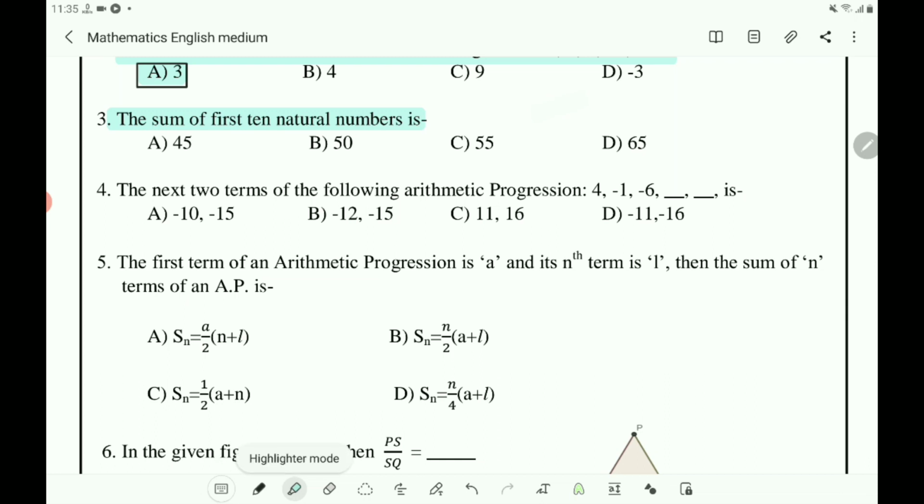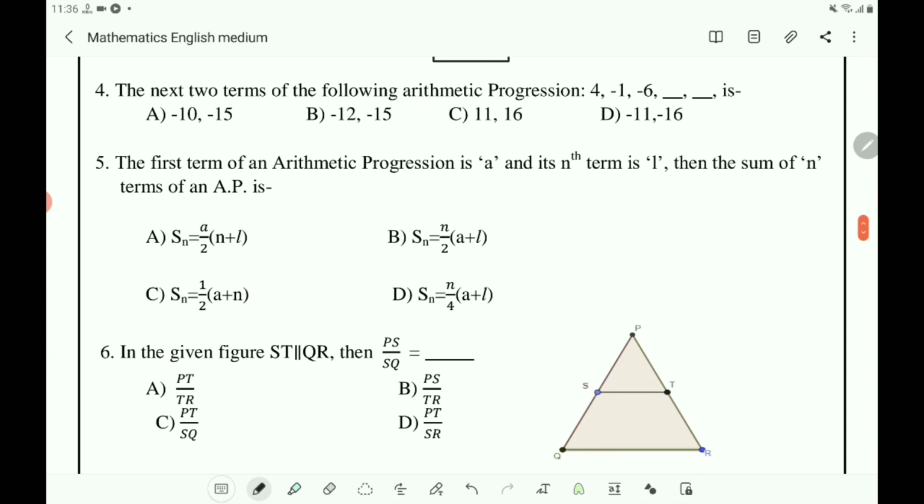So 10 into 10 plus 1, 11, by 2. You will get 11 fives are 55. So option C is the answer. Option C is the answer. Note down the answer, option C.